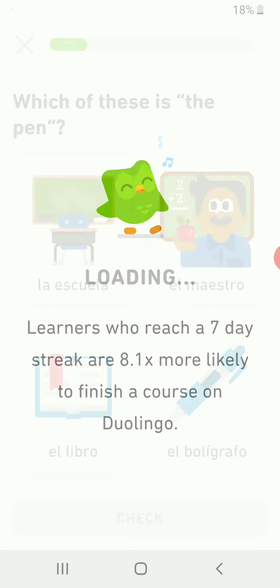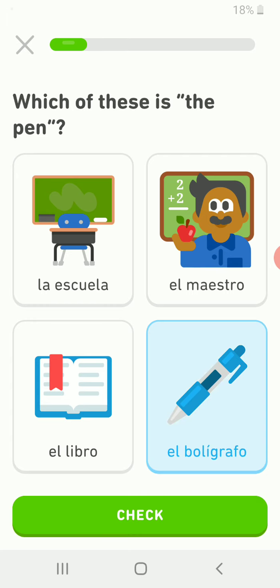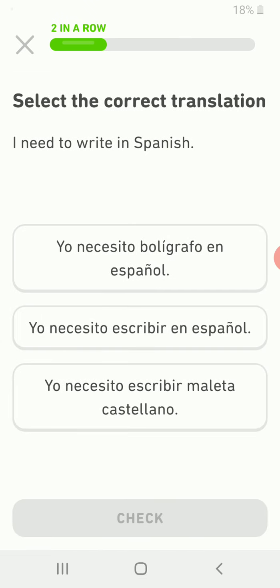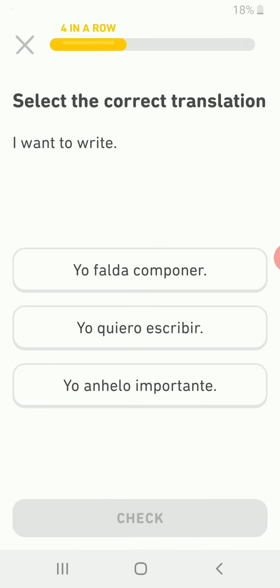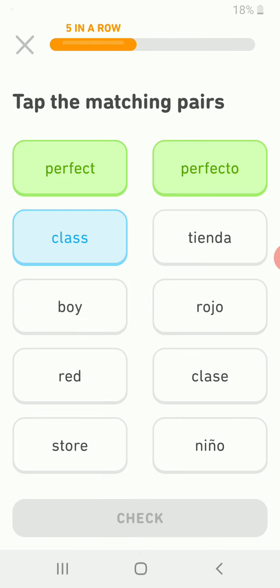Learners who reach a 7-day streak are much more likely to finish a language program. Which of these is a pen? El bolígrafo. La escuela is school. El maestro, the teacher, and el libro, the book. Escuela. I need to write in Spanish. Yo necesito escribir en español. And pen is bolígrafo. I want to write. Yo quiero escribir. And perfect is perfecto.